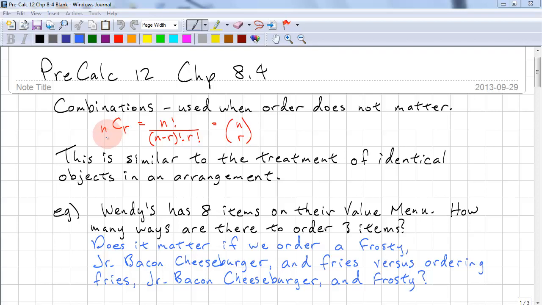The notation here is n choose r, and the formula is n factorial over n minus r factorial. This is the same as permutations. And then we divide by r factorial. So there's n items, and we're choosing to combine r of them. And you can think of this as having identical objects in an arrangement.